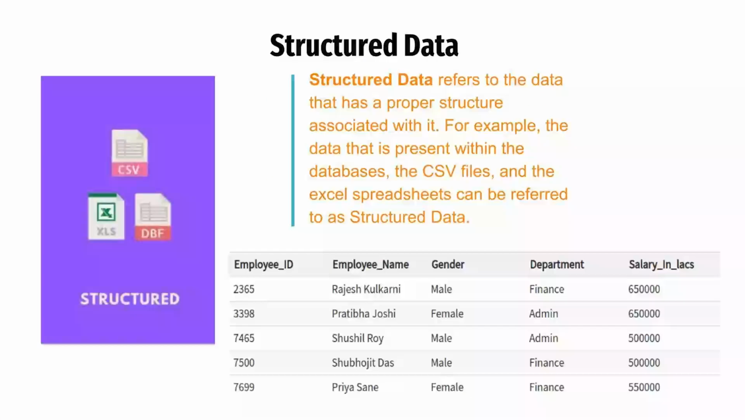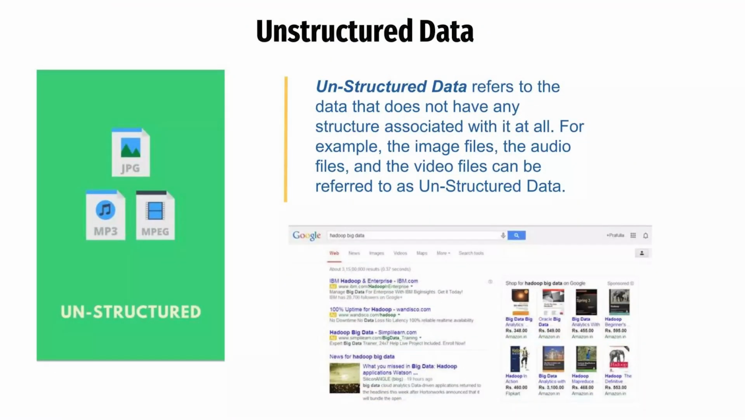We see structured data. Structured data refers to the data that has a proper structure associated with it. For example, the data that is present within the databases, the CSV files, and the Excel spreadsheets can be referred to as structured data. For example, we take employee ID, employee name, gender, department, salary. These are structured ones.